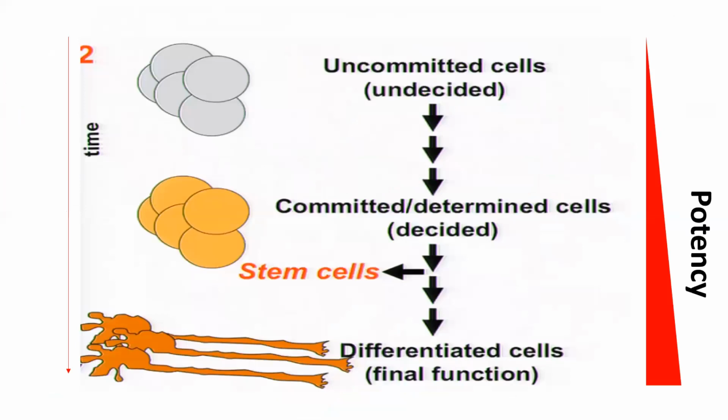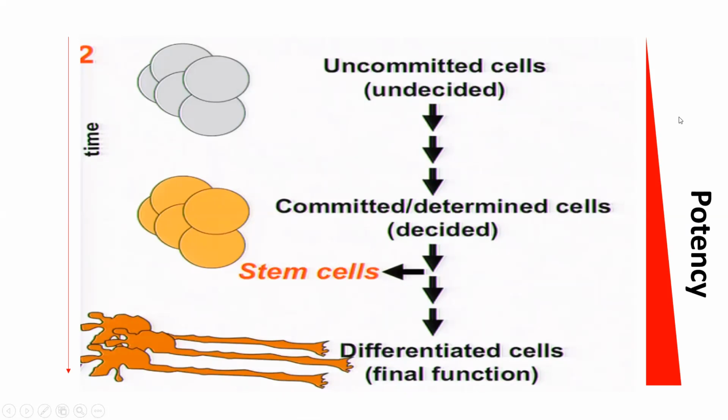Okay, let's continue. Now, when we discussed stem cells, this is just a general graphical representation of stem cells. So there are cells which are uncommitted, undecided cells. Then there are cells which are committed and determined cells. And then there are cells which are differentiated, and that's the final function. Stem cells lie somewhere between committed, determined cells and undetermined cells.